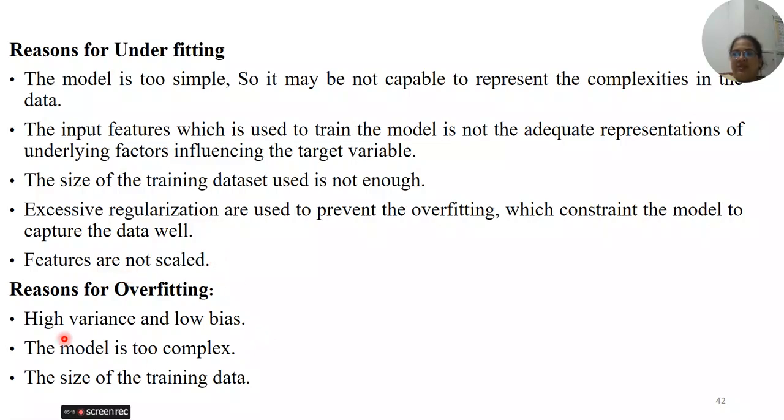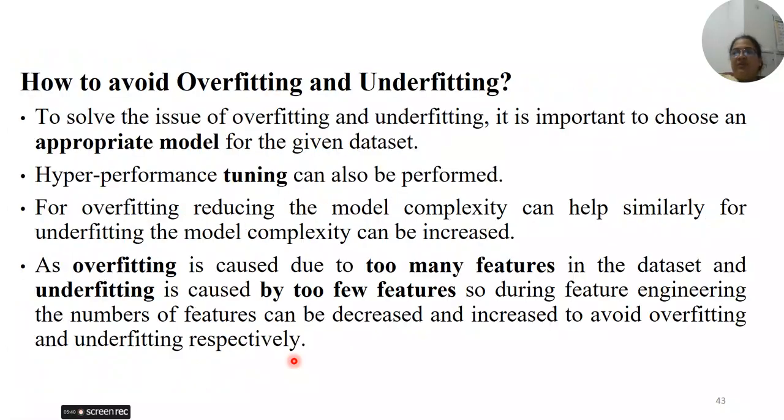And what are the different reasons for overfitting? It causes high variance and low bias. I have already uploaded a video on variance and bias. If you want, I can give the link in the description box, and you can check that concept of variance and bias. In the case of overfitting, if the model is very complex, it may cause overfitting. The size of the training data is also one reason for overfitting of the model.